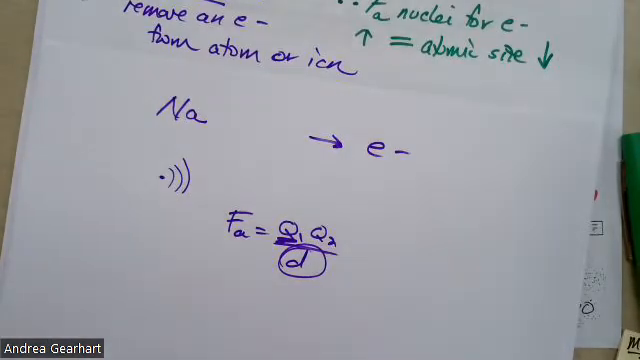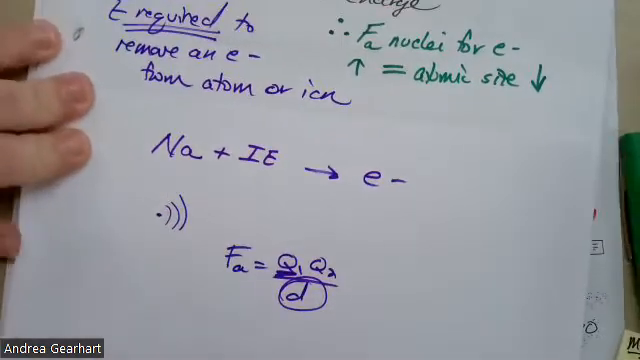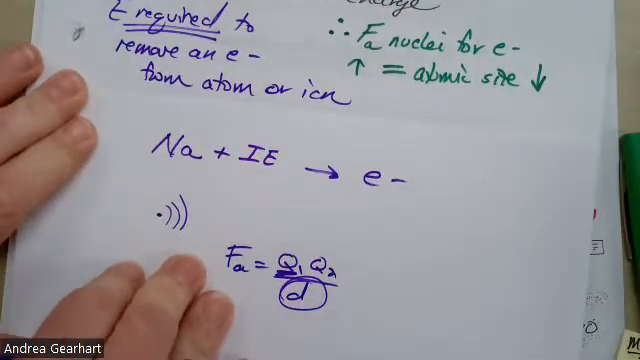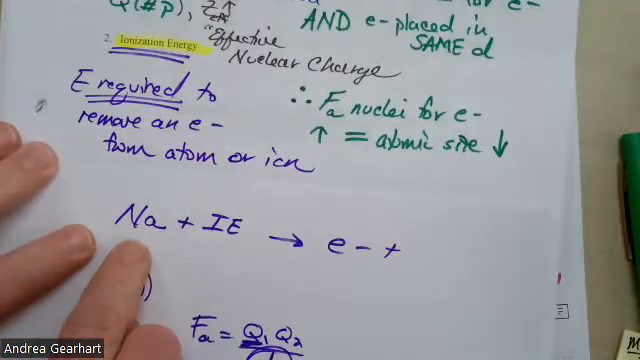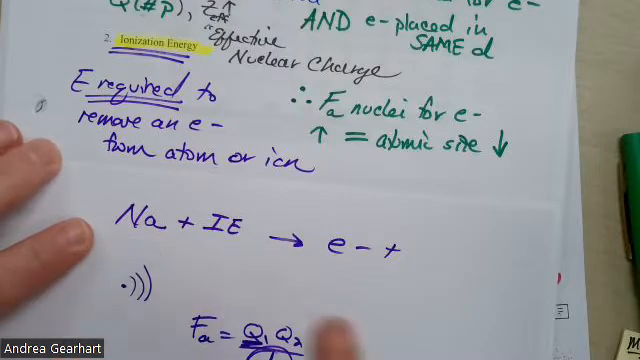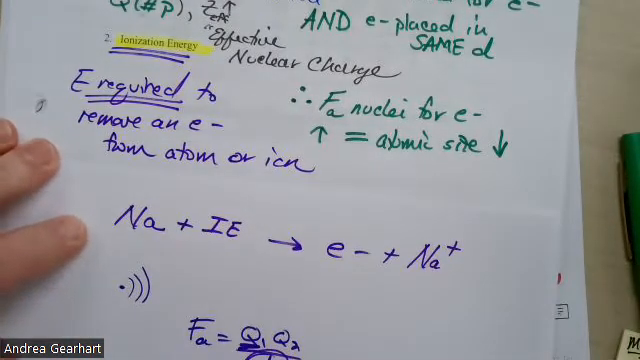Remember, in the PES spectrums, the binding energy. So I could call it E, or I could call it IE. And then, Robert, if we remove an electron from sodium, what do we form? You got it. So we're forming cations.